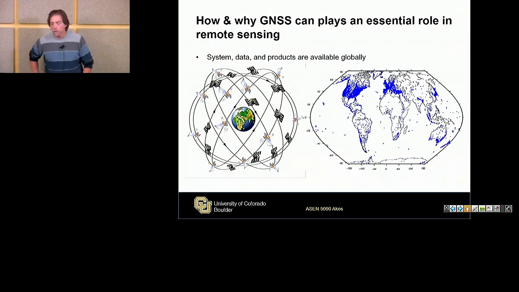So the first question is how and why GPS plays an essential role in remote sensing. The system data products are available globally, and everybody is aware of what happens with the satellites. These satellites are orbiting the Earth, and the system is constructed so we get position and time anywhere on the Earth.